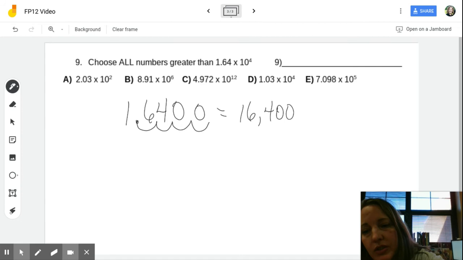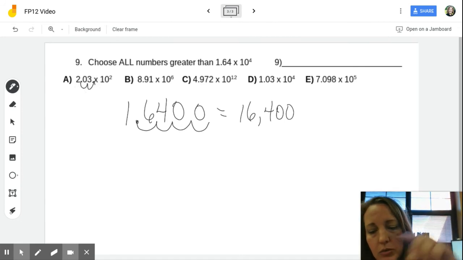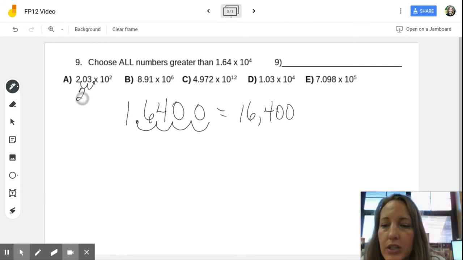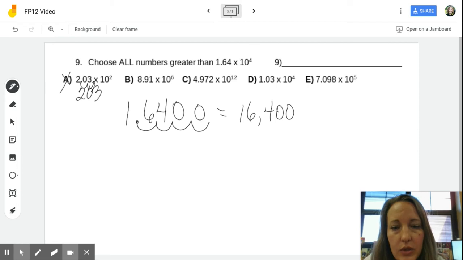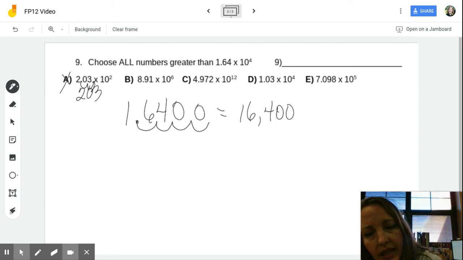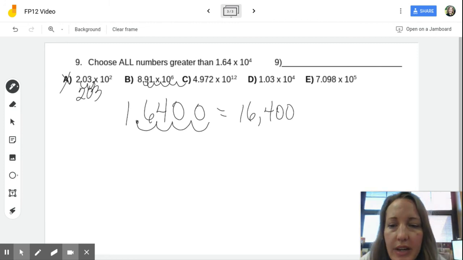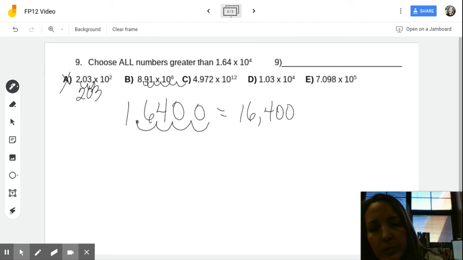So let's start out with the first one, 2.03 times 10 to the 2nd. We're going to move that decimal twice, and we get the number 203. Nope, not greater than 16,400. 8.91 times 10 to the 6th. 1, 2, 3, 4, 5, 6. I can already see without even writing this number down and all of those zeros, it's definitely going to be bigger than 16,400. So I'm going to write a B on this line.